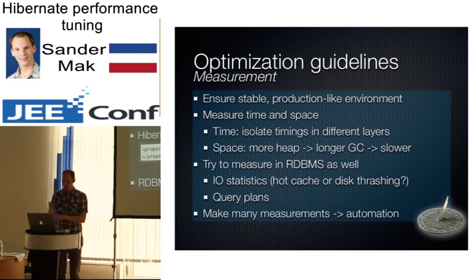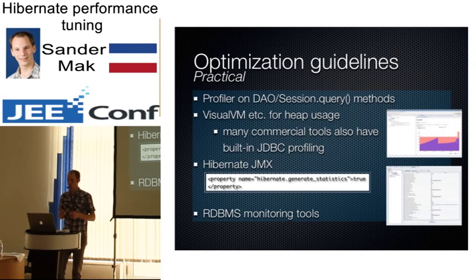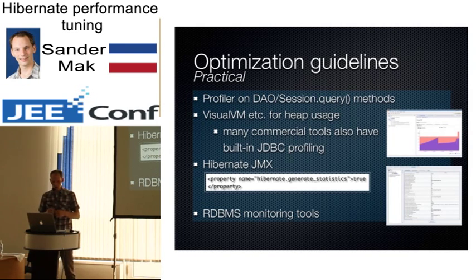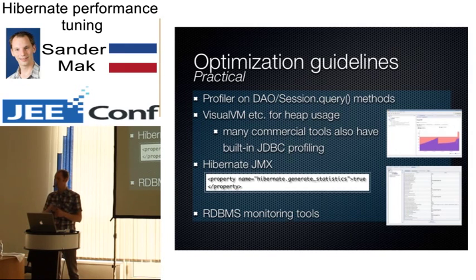So on a practical level, how will you go about tuning? Well, you can of course use a profiler to look at your data access object methods or your Hibernate code and see what's happening there, check the heap size using Visual VM, etc. You can also instruct Hibernate to generate some statistics about its inner workings through JMX, so you can monitor that as well in a JMX client. Those are really rough and aggregated statistics, but still they can be useful in lots of situations.